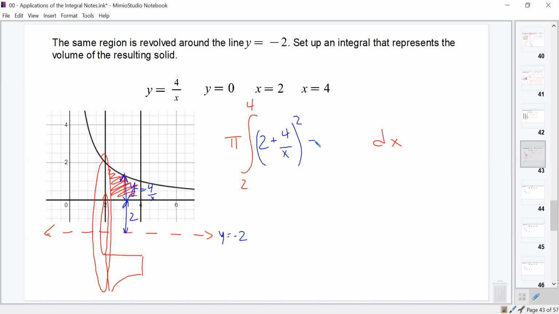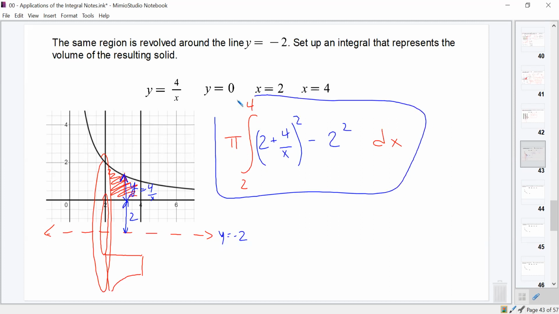And then we'll square that. And then our inner radius is just the distance from the lower bound of our region to the line we're revolving around. And that's just this 2 units down there on the bottom. So 2 squared dx. And that's our setup. Of course, we could distribute 2 plus 4 over x times 2 plus 4 over x, and then subtract 4 from it at the end, and then we'd integrate using the power rule. But that's a pretty straightforward integral. And again, our focus for today is just being able to properly set up the integrals.